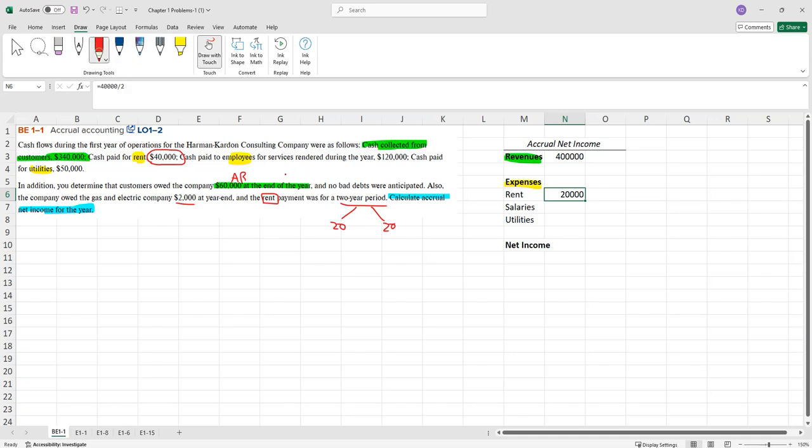Likewise, let's look at salaries here. They tell us the services were rendered during the year. In other words, the employees worked during the year and we paid them during the year. We can trust that number, the 120,000. The utilities, though, we do have to think about it. It was year one, so whatever we paid, we had to have used. And then we also must have accrued or used an additional 2,000 on there, but we're only going to pay that next year. We don't look at how much we paid, we look at how much we used. In this case, we must have used the 50,000 and the 2,000.